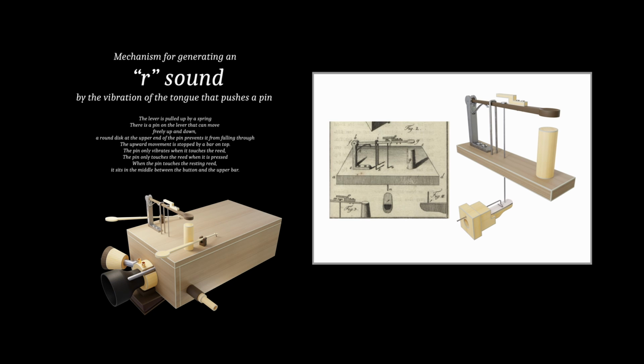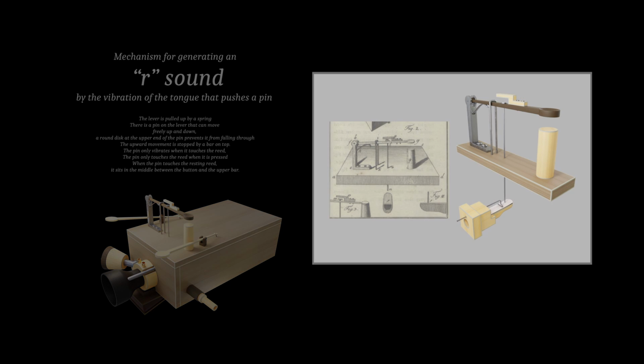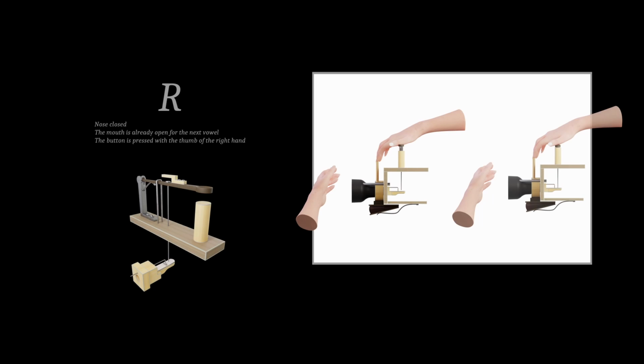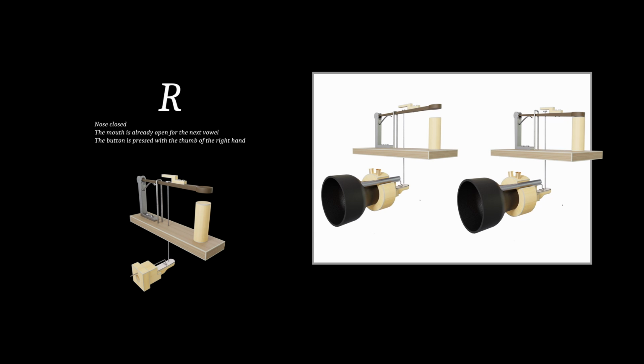Mechanism for generating an R sound, by the vibration of the tongue that pushes a pin. R: nose closed. The mouth is already open for the next vowel. The button is pressed with the thumb of the right hand.